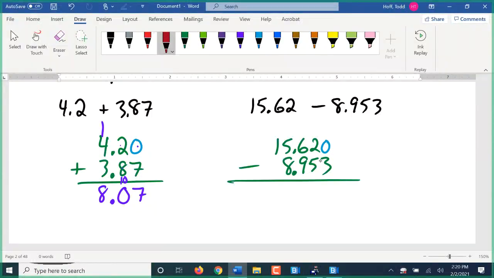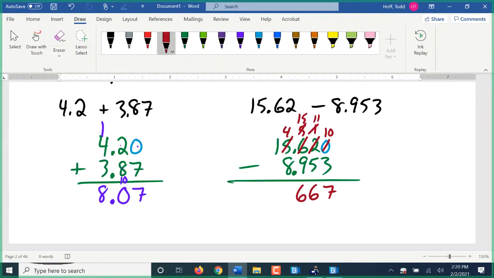Now 0 minus 3 can't be done. I'm going to borrow from the 2, that's a 1, and this is now a 10. 10 minus 3 is 7. Well, 1 minus 5 can't be done, so I'm going to borrow from the 6. This will be a 5, this will be 11. Now it's 11 minus 5, which is 6. 5 minus 9 can't be done, so I borrow from the 5, that's a 4. This is a 15. 15 minus 9 is 6.